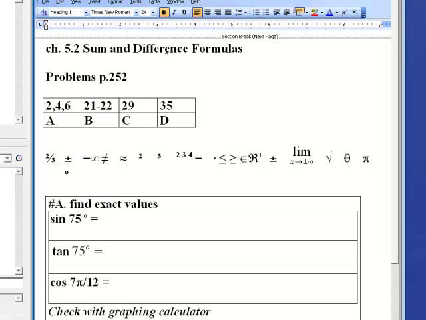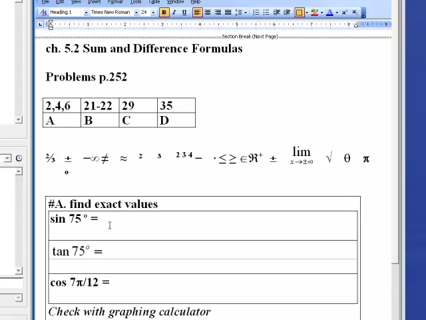Okay, and welcome to the problem section on sum and difference formulas, and we'll do a number of problems. Each one of them takes a little bit of time. The first one is find exact values for sine of 75 degrees.